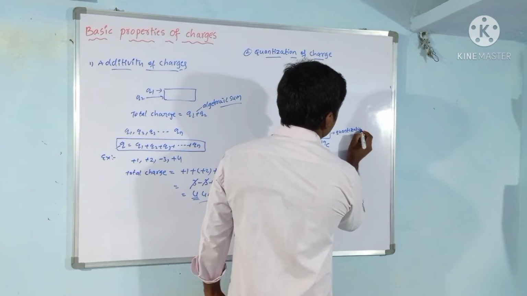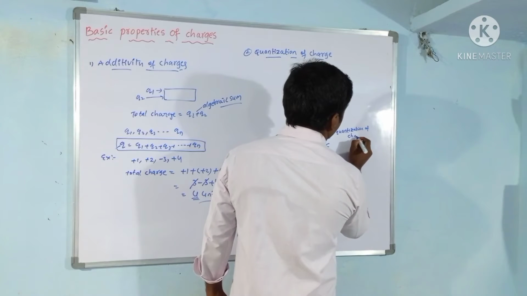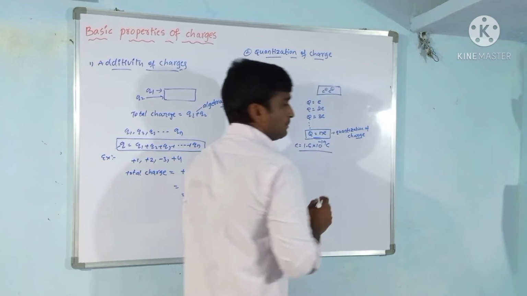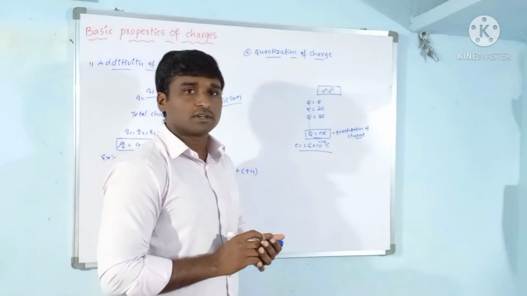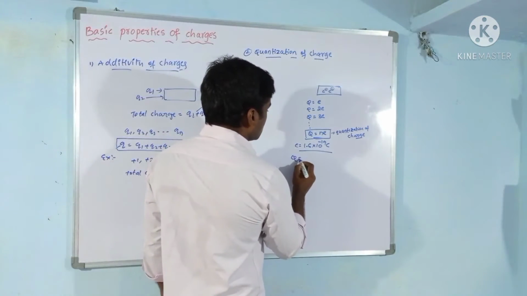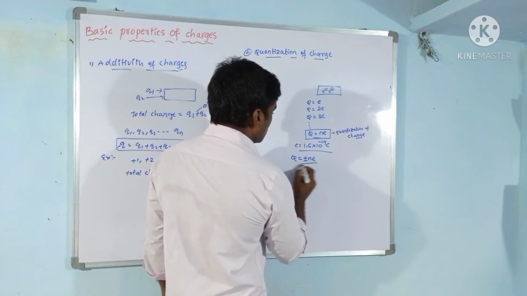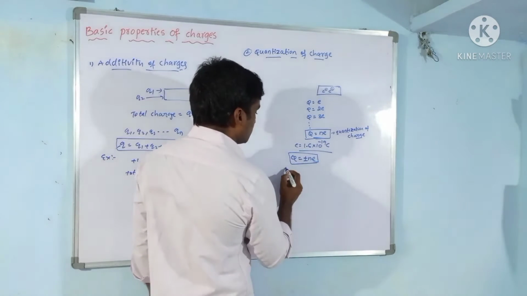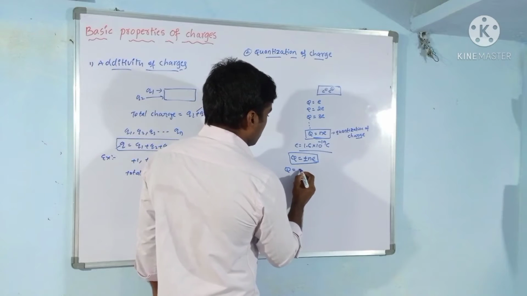Quantization of charge. In this way, we can calculate the charge on the body. So now we can write Q is equal to plus or minus Ne. Why are we using plus or minus? Suppose Q is minus Ne.